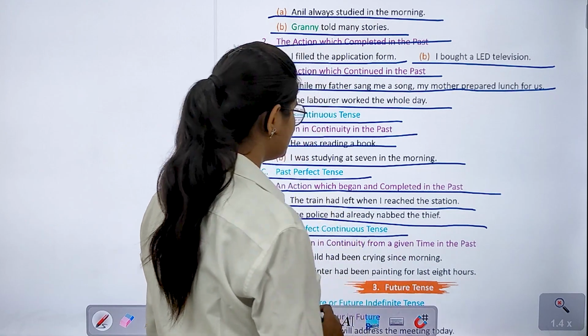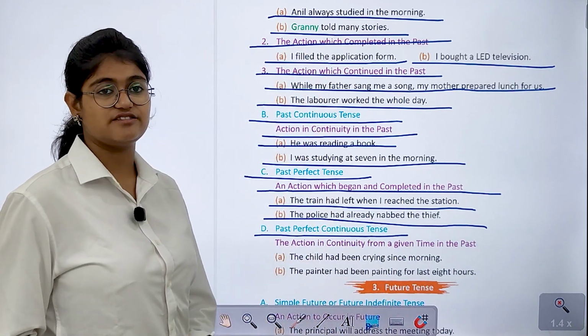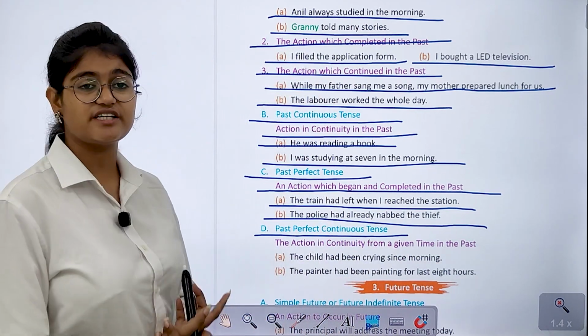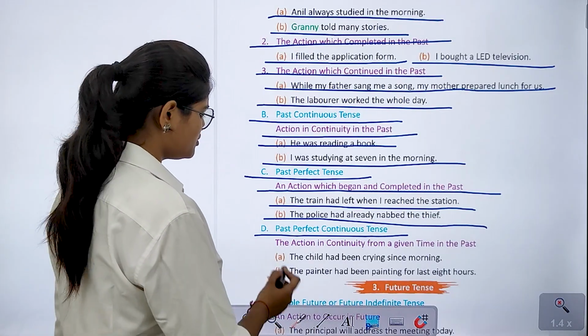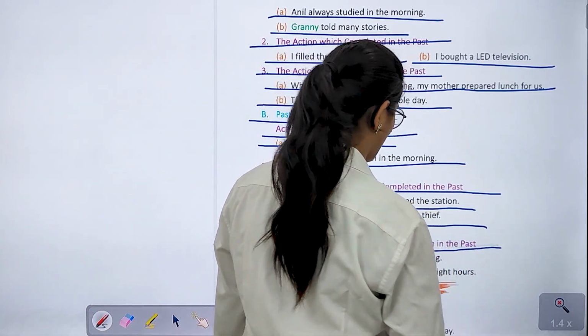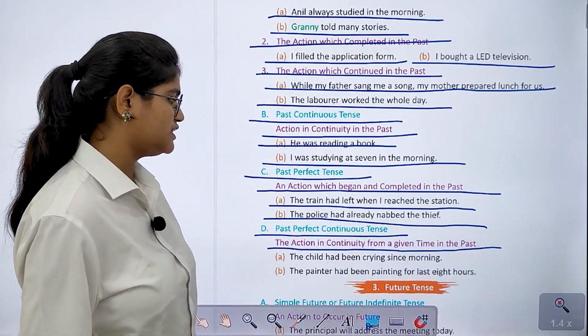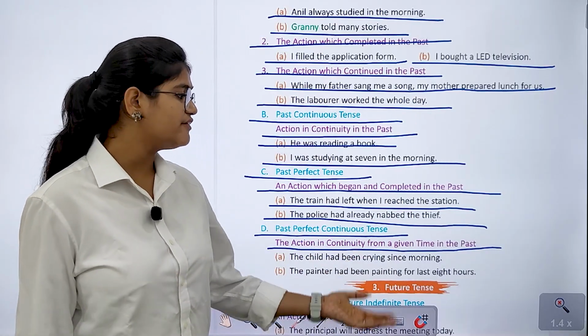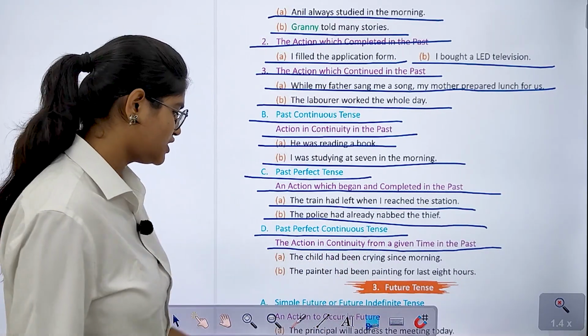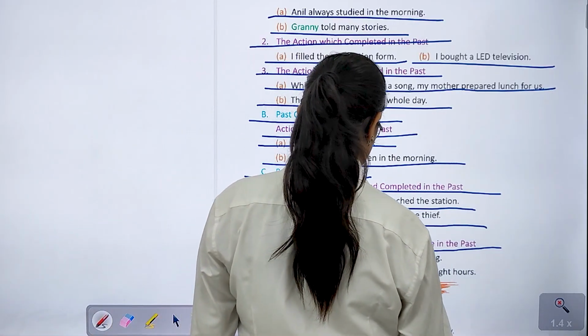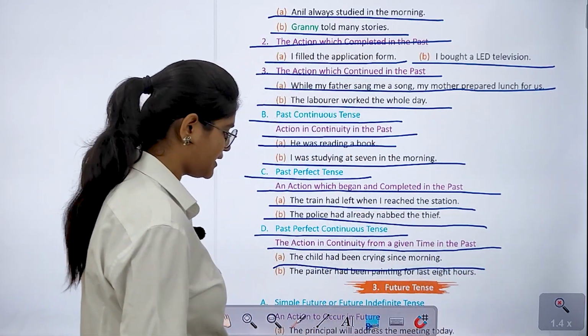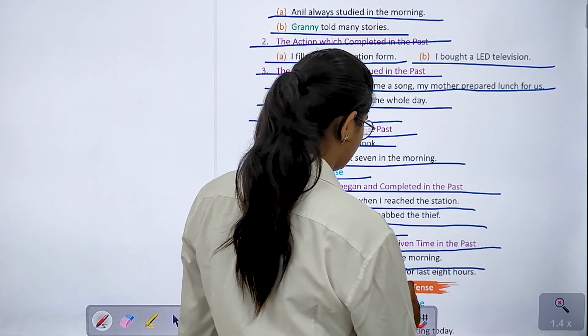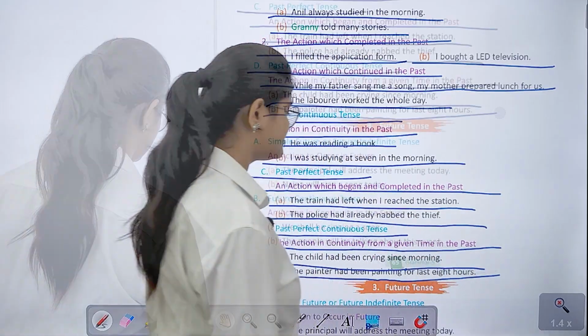Next is present perfect continuous tense. अब present perfect continuous tense क्या है? The action in continuity form from a given time in the past. कि ऐसा action जो continuity में है given time से past में, right? So this is: the child had been crying since morning. The painter had been painting for last.